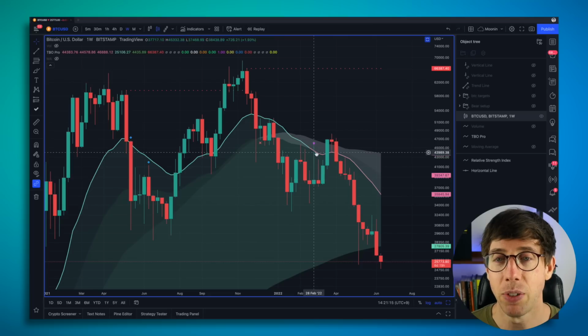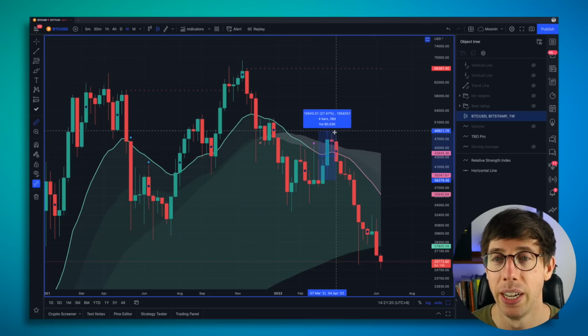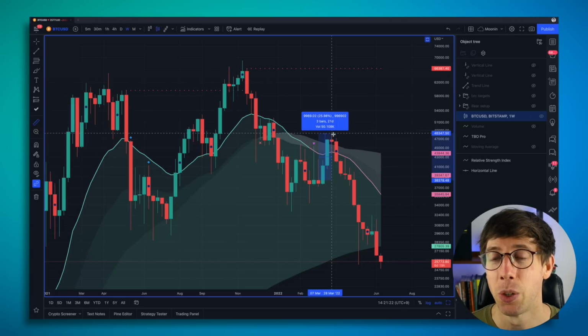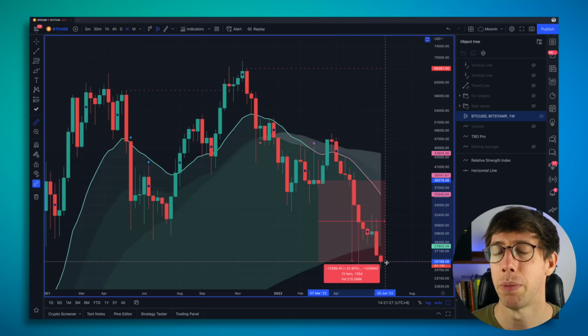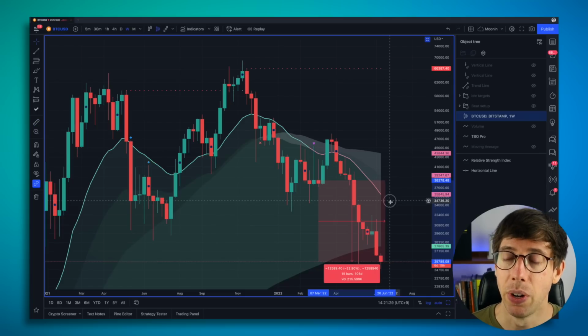On the weekly time frame, it means that after this candle closes, we're looking at here. So if you had opened a short from here, the short would have gone against you 26%. But now if you're holding, you would be 32% in profit. So what does this mean?